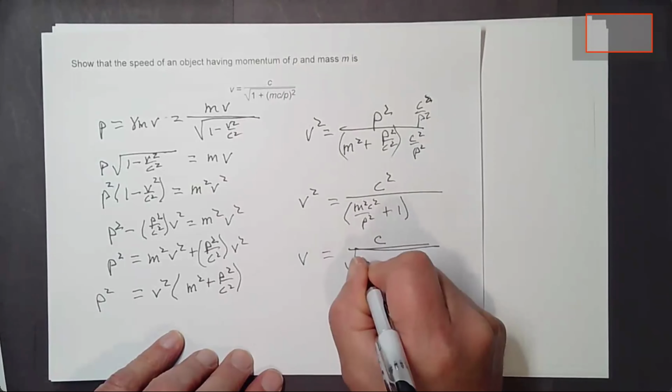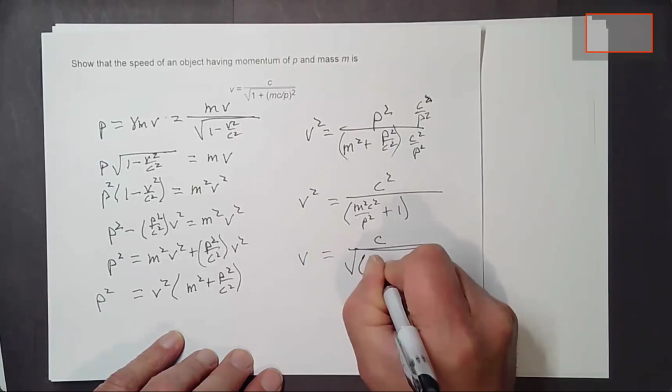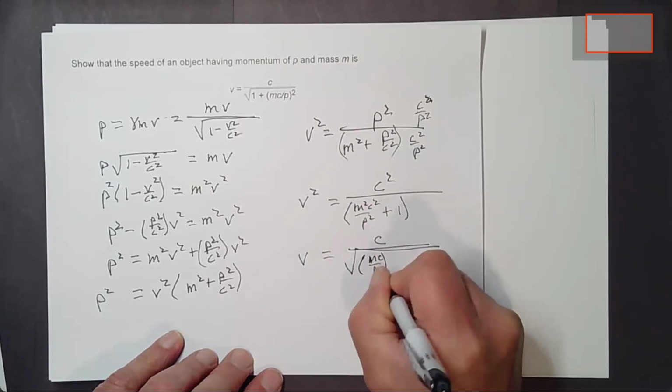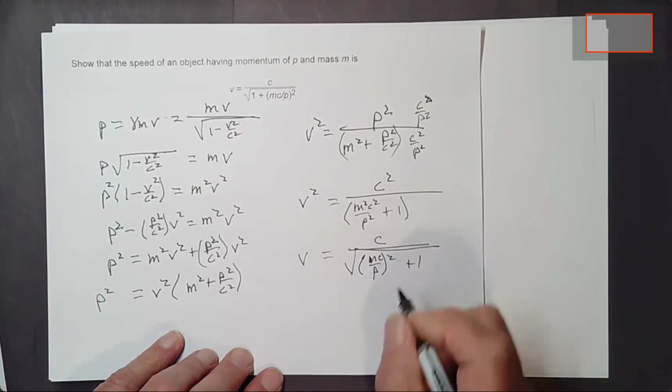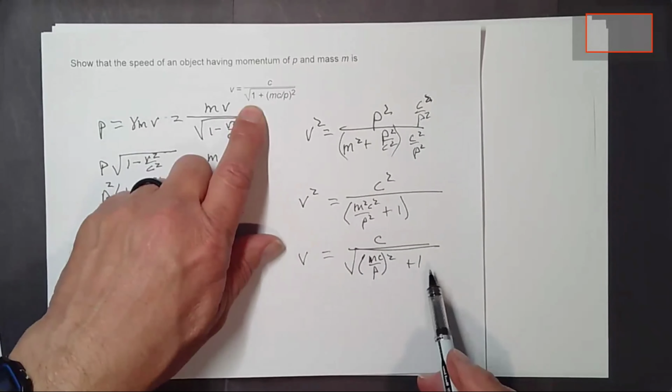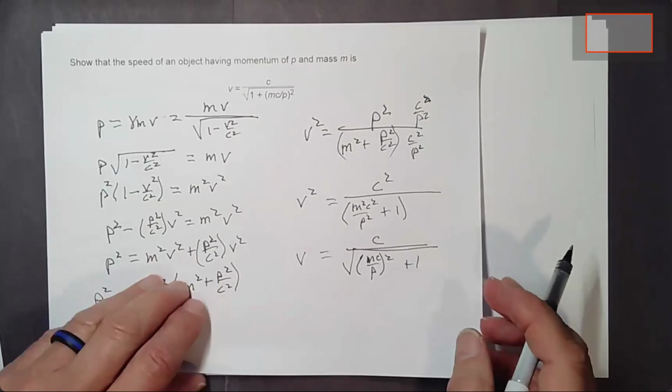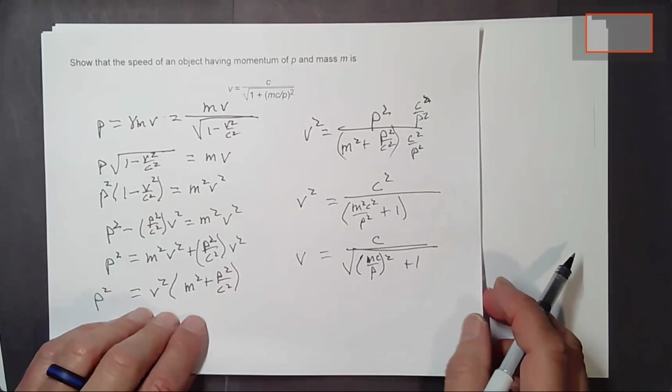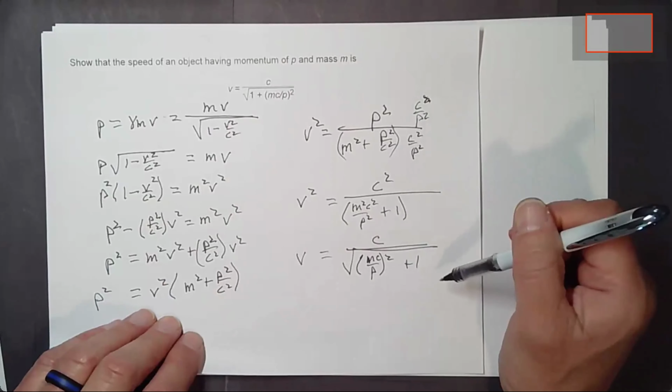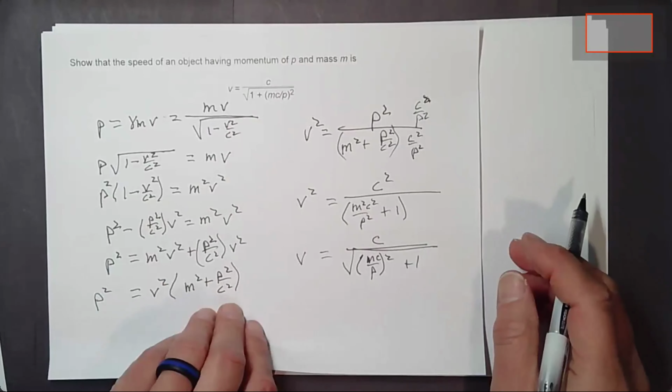square root of (mc over p) quantity squared plus 1. Yeah, and that's the same expression. We just happen to have it backwards. I'm not sure what the point of that expression was, but it was just doing some algebra with this thing. So that's all.